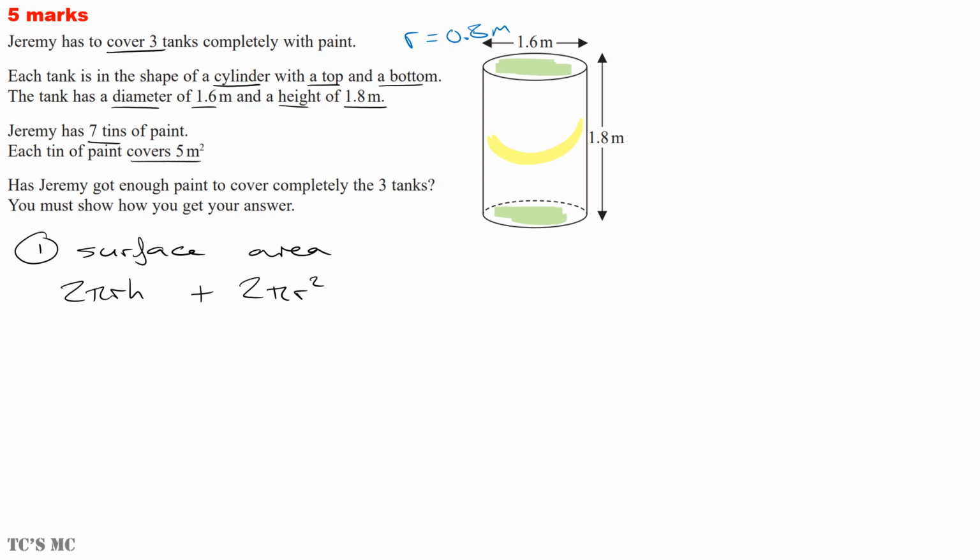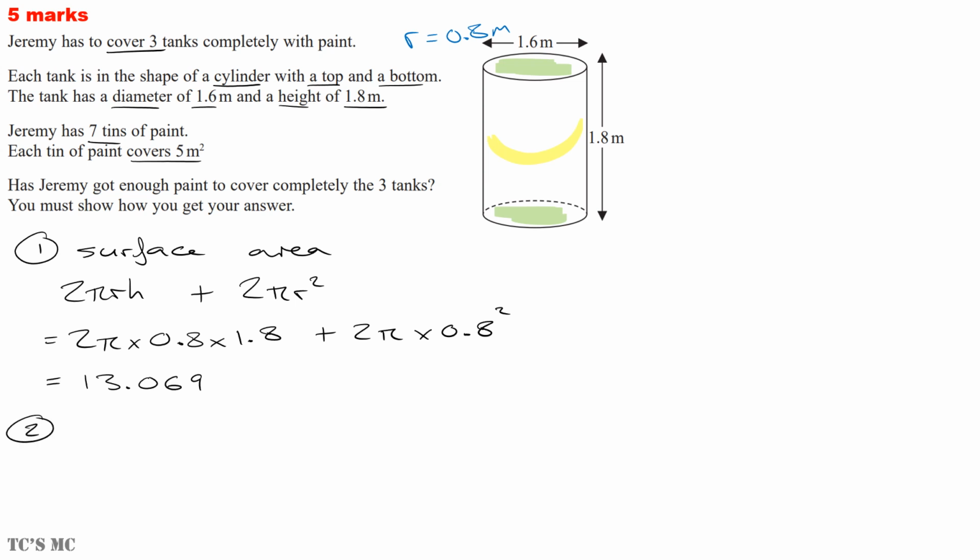Now let's substitute our numbers. We have 2π multiplied by 0.8 multiplied by 1.8. We now have 1 mark. Add 2π multiplied by 0.8 squared gives us our second mark. Type that into the calculator. It is 13.069. It does continue, but I'm going to leave it as that.